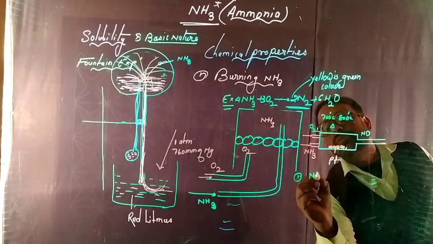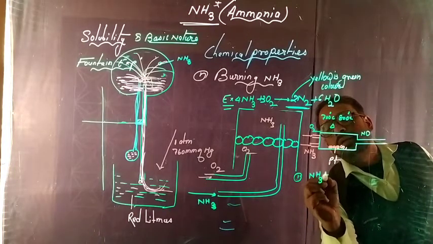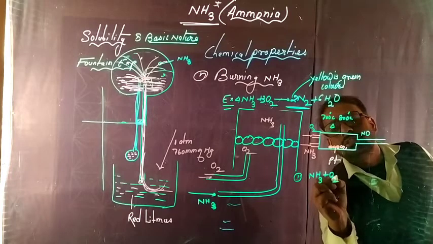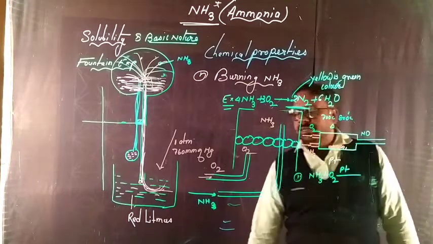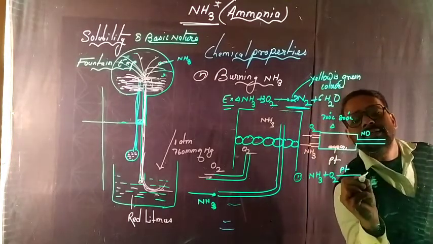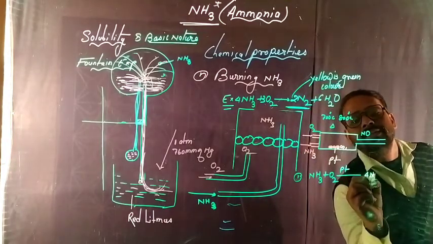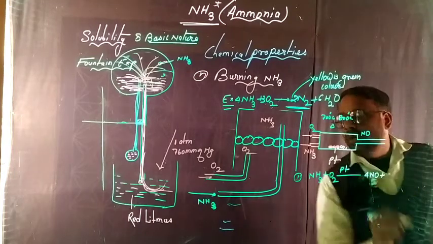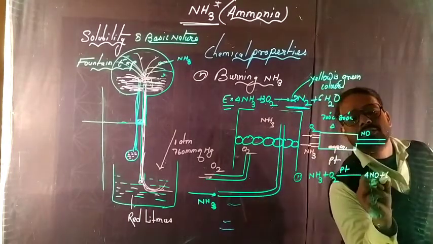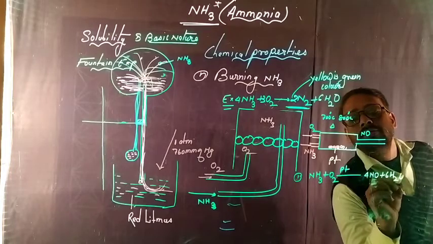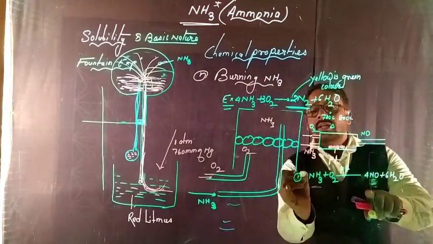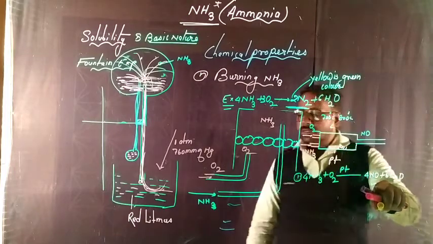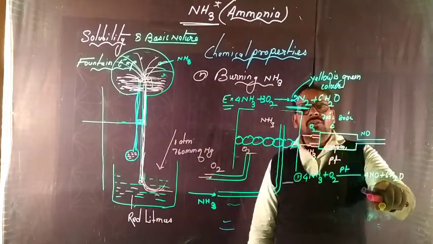When NH3 is burned in the presence of oxygen with the help of a catalyst, we will get nitric oxide, 4 molecules of it, and water, 6 molecules of water. Balance it: 4, you have to put the 4 here, and then 6 water molecules there.